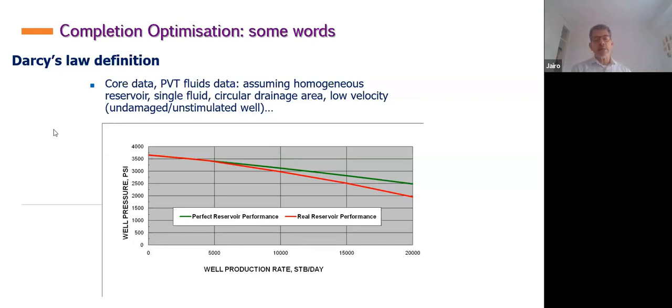But whenever we put the well on production, we didn't really get that performance. So there was a discrepancy between that inflow calculated using Darcy's and the real performance of the well, which is the red curve right here.